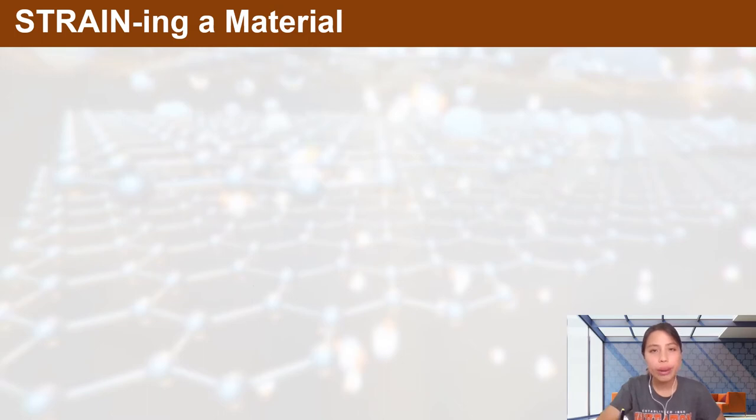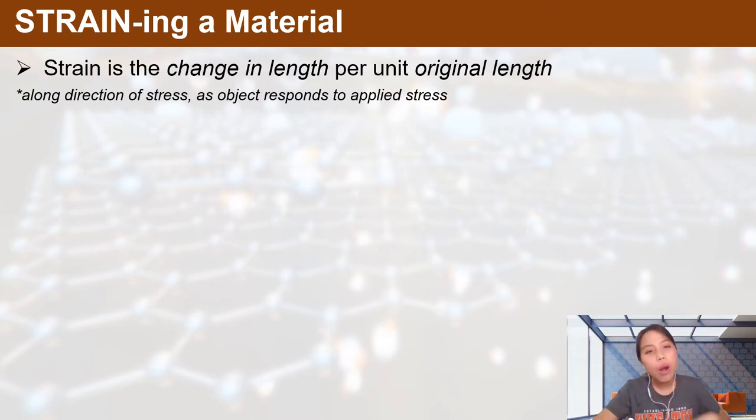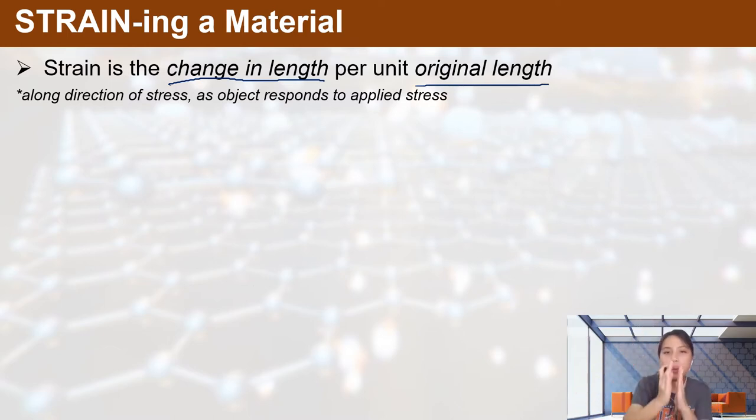The second thing you need to know is strain. So you got a stress on you. So what is the strain? Strain basically is related to how much the length is changing. Remember, we only worry about one dimension. So here's strain, you want to define it as the change in length per unit original length along the direction of stress. Basically saying it must be one direction.